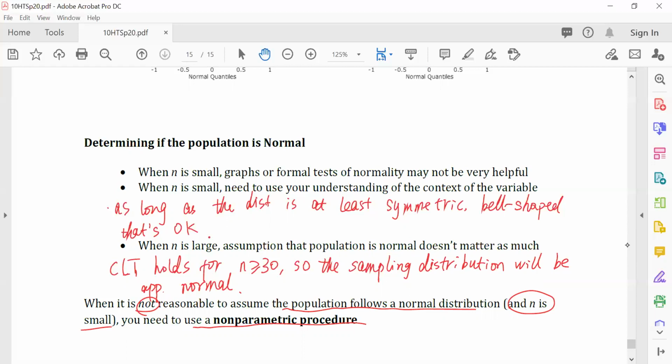So this is the end of handout 10 regarding the hypothesis test for mean. It's a pretty long handout. That's why I broke it into many small videos.